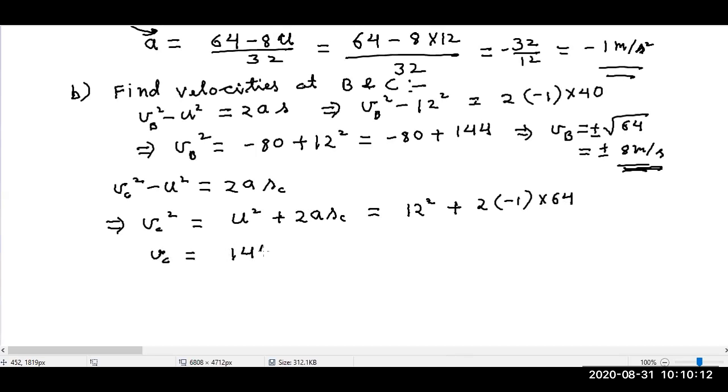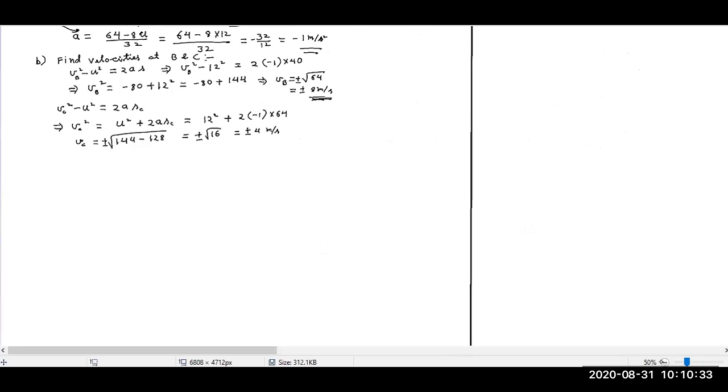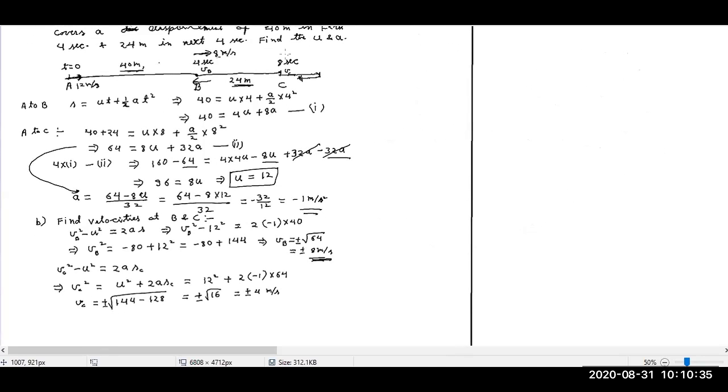It will be 144 minus 64 into 2, that is 128. So if you take root of it, that will be what? Plus minus, so I think it is 16 root, so plus minus 4. So again we are getting two different values, plus 4 or minus 4. So again we have same explanation. At this point the velocity will be 4 meter per second while moving forward, and while returning the velocity will be minus 4 meter per second. So this is the velocity at these 2 points.